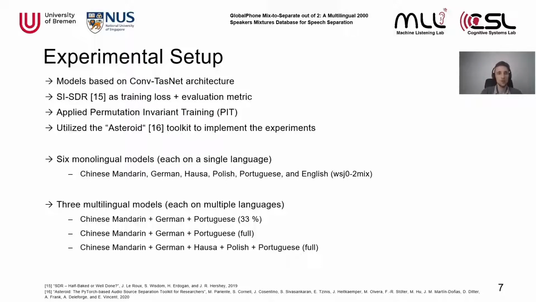The monolingual models were always trained on one language only, but we also trained 3 multilingual models. The first 2 models were trained on 3 languages, and we selected the languages based on the 2 best performing monolingual models, Chinese Mandarin and Portuguese, and the worst performing monolingual model, German. The first multilingual model just used 33% of the training data of each language. We did this to increase the number of languages, but to preserve the total amount of training data compared to a monolingual counterpart. The second multilingual model used 3 languages with full amount of data, and the last multilingual model used 5 languages with the full amount of data.